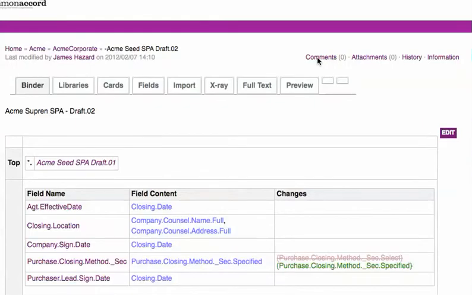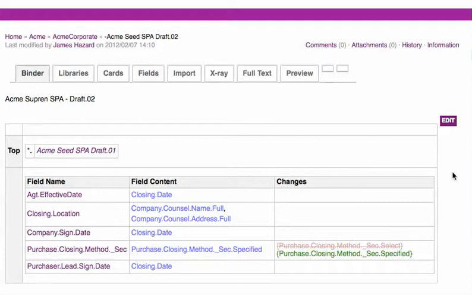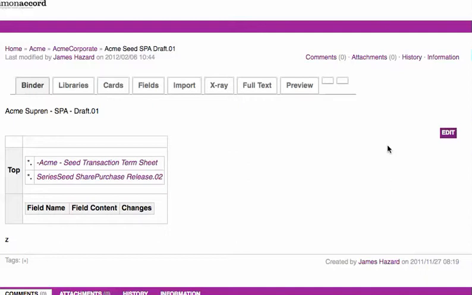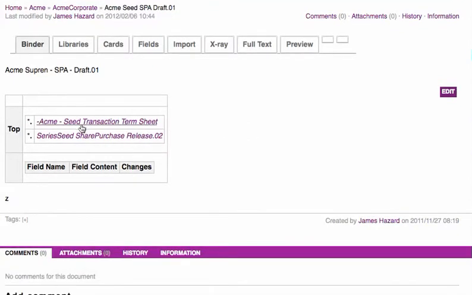He sees that this is a draft. He's got draft 2, which was essentially execution, and it happened at his office. Here, the closing method. And he can see what draft 1 was, which wasn't much. Draft 1 basically was somebody putting the document together by combining the transaction term sheet that we just looked at with the Series Seed form of agreement.